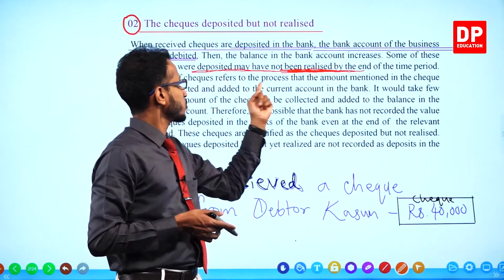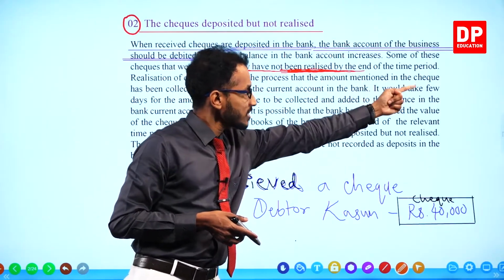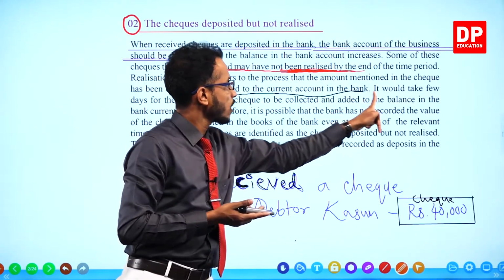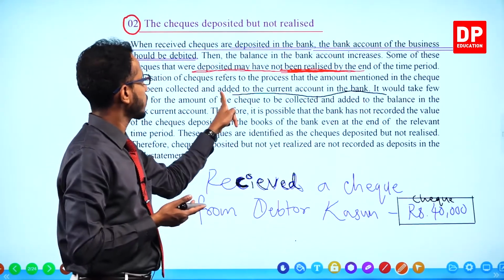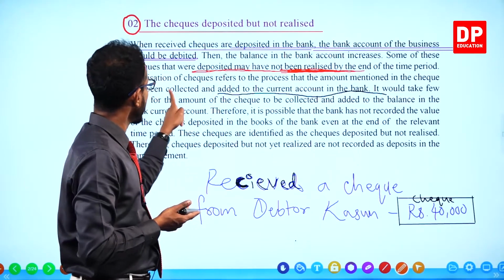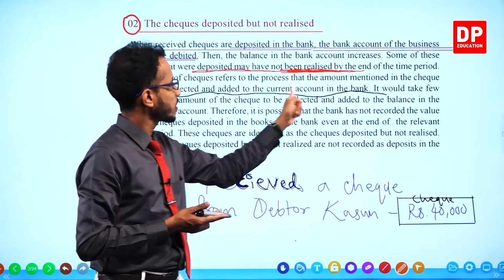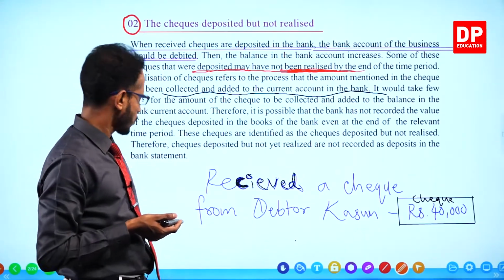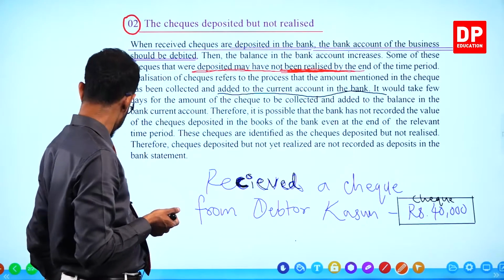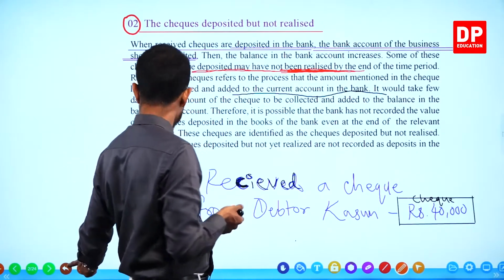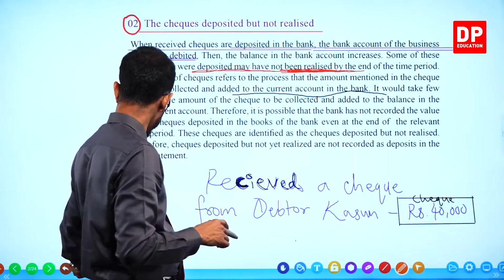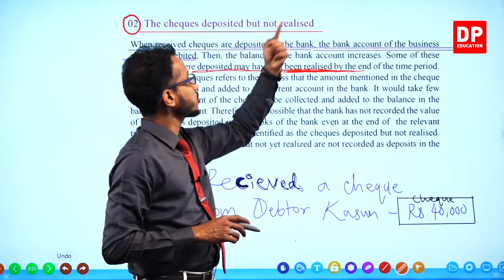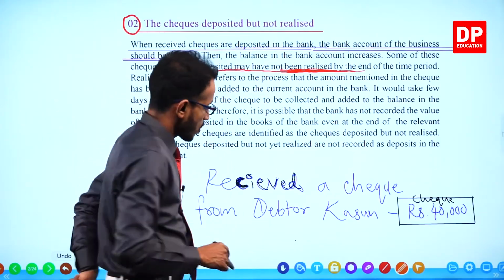Realization of checks refers to the process in which the amount mentioned in the check has been collected and added to our account in the bank. These checks are called checks deposited but not realized.